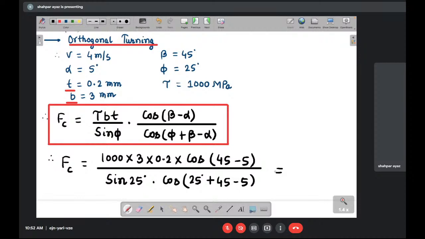So guys, 1000 into 3 into 0.2 into cos 40. Please use your calculator. Divided by sine 25, divided by cos of 25 plus 45 minus 5. This we are getting 2573.40 newton. Clear everyone?